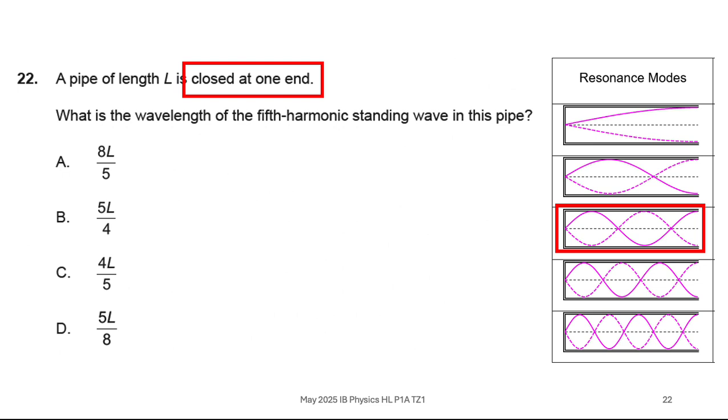Okay, so what we've got here is the full length of the container, L, is this one here. Well, L, you can see here, is 1¼ wave. So it's fair enough to say that L is 5/4 of a wavelength. We want to know what the wavelength is, so all we have to do is rearrange that to get 4/5 L. So the answer here is C.